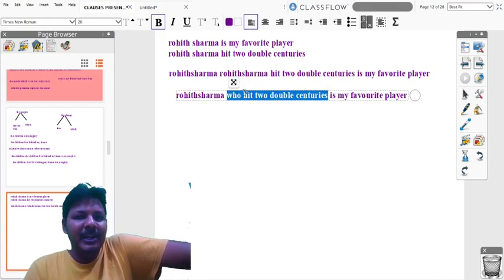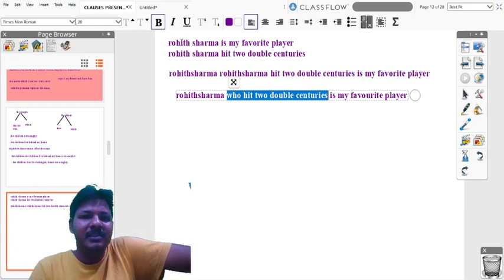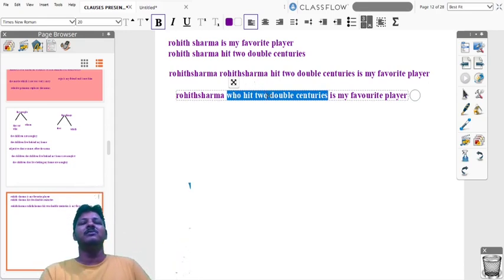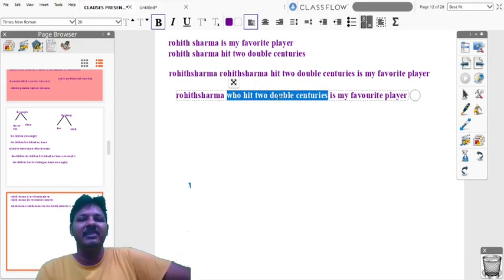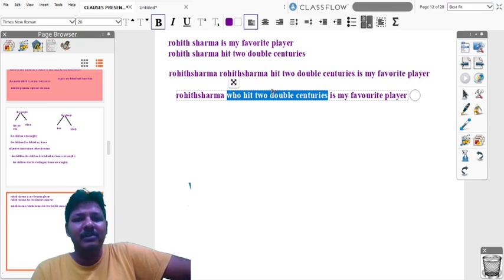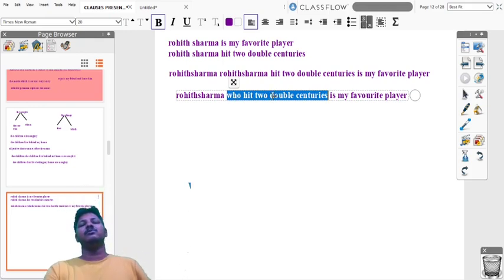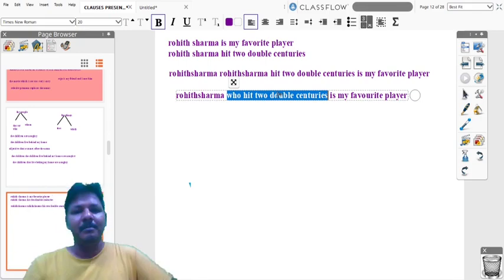Here the relative pronoun "who" acts as the subject of this adjective clause, and Rohit Sharma is the subject of the main clause, friends. This is our main clause. So Rohit Sharma is the subject of this clause. Here the relative pronoun "who" acts as the subject of the clause "hit two centuries." So this is the adjective clause, and "who" acts as its subject. I hope you understand, friends.